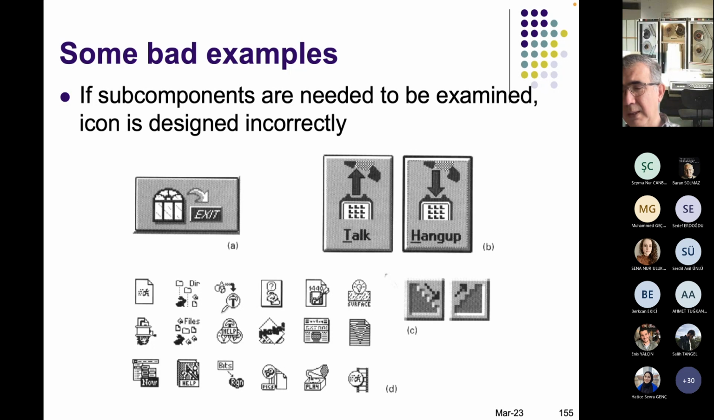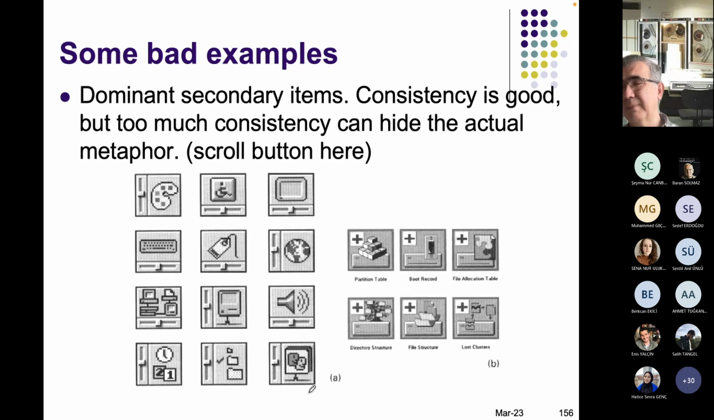For example, this one is hello world. These are play, but it's a gramophone. So in order to understand what it does, you go down to a secondary element generally. Then it is wrong. Again, secondary dominant items. These are secondary items. Only meaningful part is this, but the rest is the same. So it affects badly.